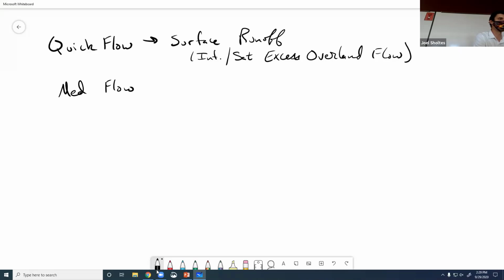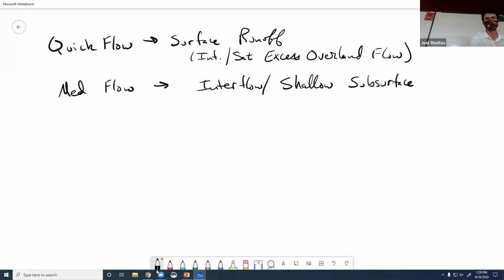Medium flow, and this is just in terms of time or velocity, would be that interflow, or shallow subsurface flow. So that's number 2 that we saw. And then we have slow flow, and that's going to be groundwater. So anything that gets into the groundwater is going to move very slowly downstream, downhill towards a stream.